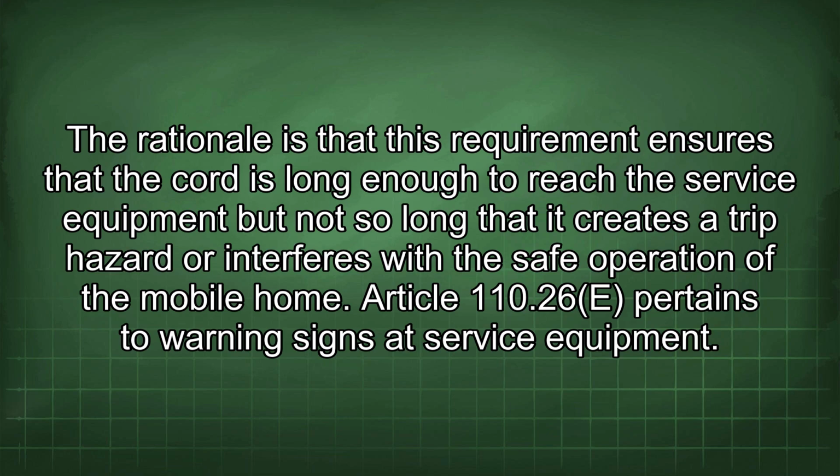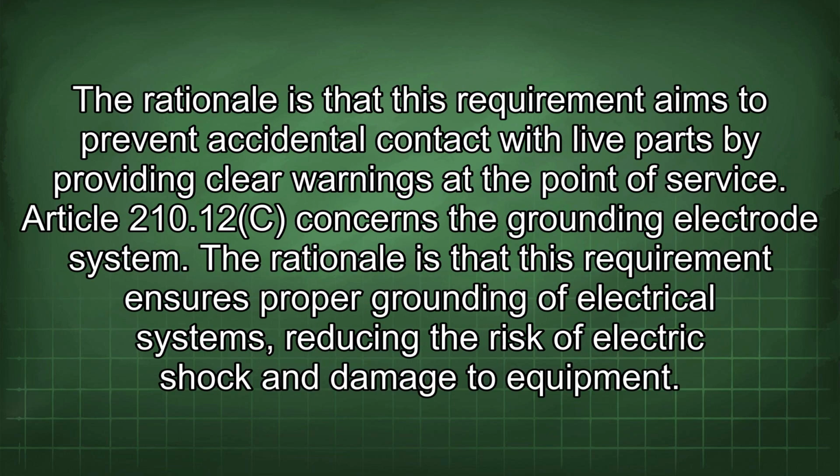Article 110.26e pertains to warning signs at service equipment. The rationale is that this requirement aims to prevent accidental contact with live parts by providing clear warnings at the point of service. Article 210.12c concerns the grounding electrode system. The rationale is that this requirement ensures proper grounding of electrical systems, reducing the risk of electric shock and damage to equipment.